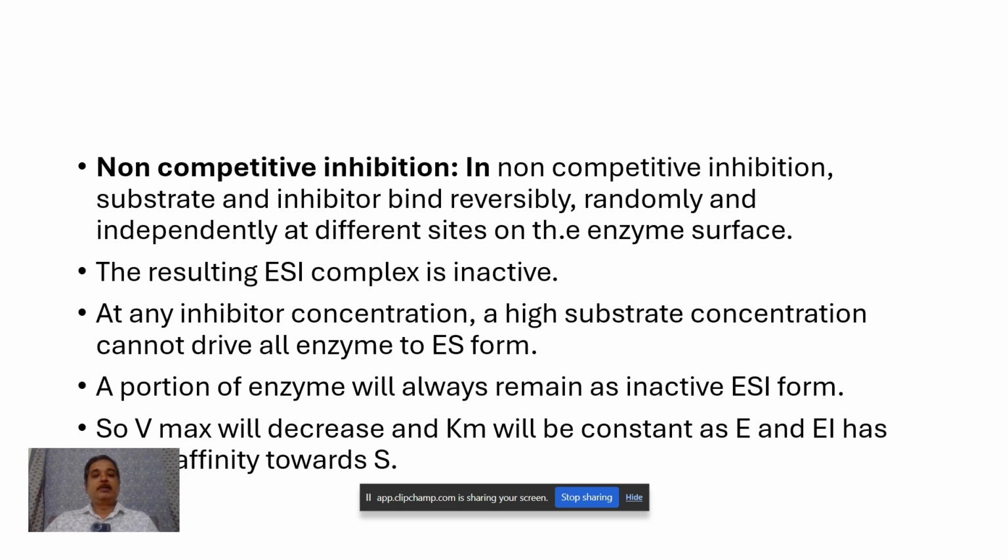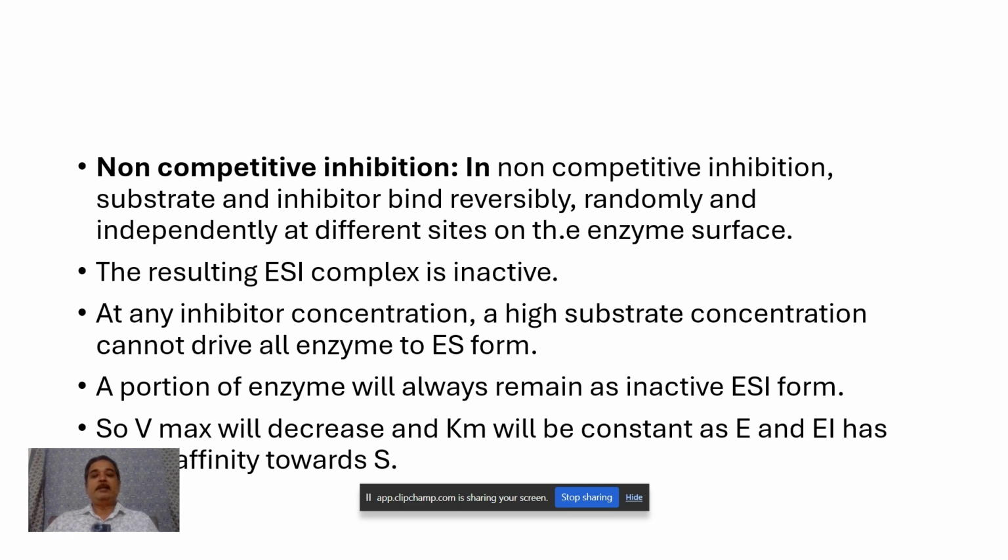Second type is non-competitive inhibition. In non-competitive inhibition, the substrate and the inhibitor bind reversibly, randomly, and independently at different sites of the surface. So, in the case of competitive inhibition, we saw that the substrate and inhibitor are binding to the same site. They are competing for the active site. But here, there is no such thing. They are binding at different sites, both of which are reversible.